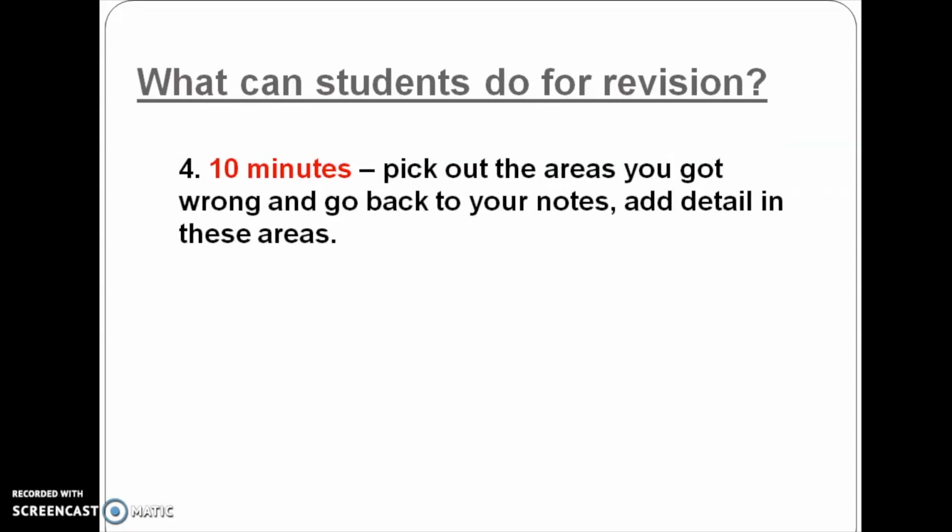After that, 10 minutes, pick out the areas you got wrong, go back to your notes and add more details. So for example, if I did an exam question on global warming and I got mixed up with my greenhouse gases, I will then go back to my notes, read up on greenhouse gases and maybe add additional notes to help strengthen my understanding in that area.